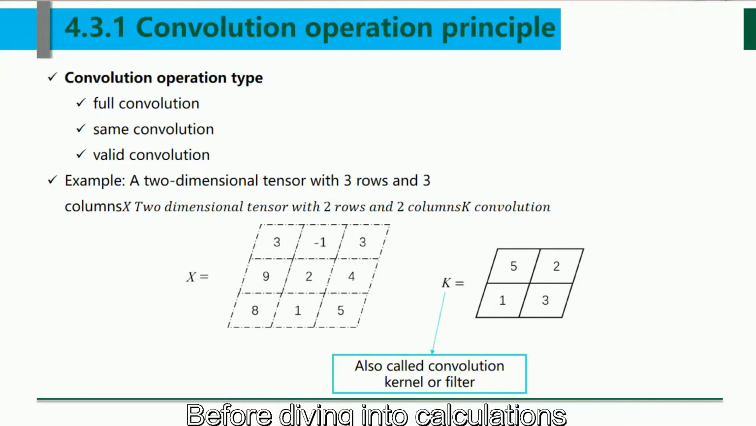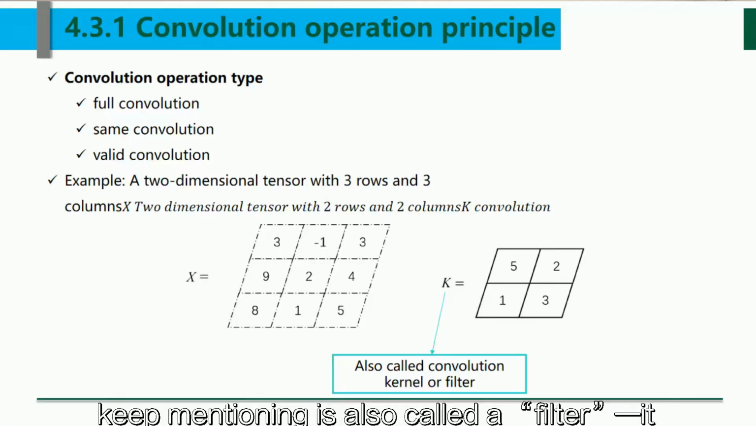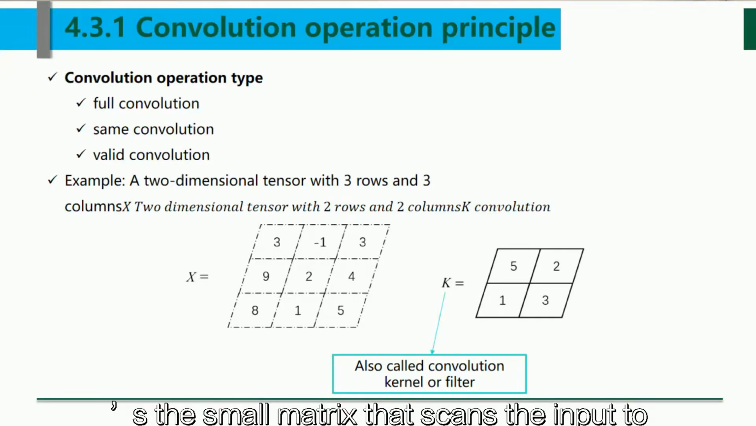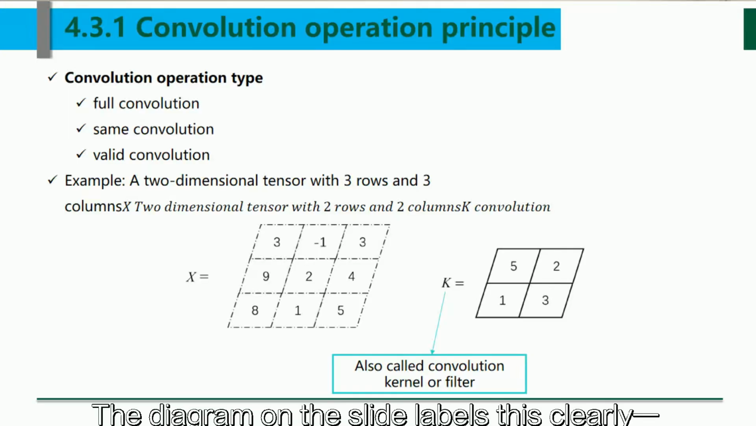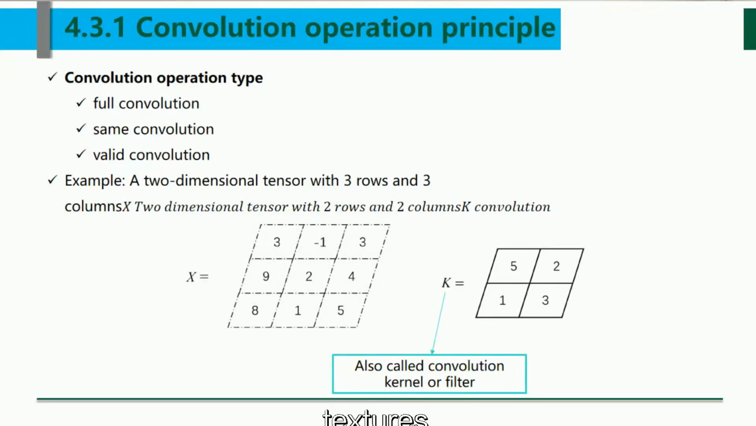Before diving into calculations, let's confirm, the convolution kernel we keep mentioning is also called a filter. It's the small matrix that scans the input to extract features. The diagram on the slide labels this clearly. This kernel is what helps us find edges, textures, or other patterns in the image.